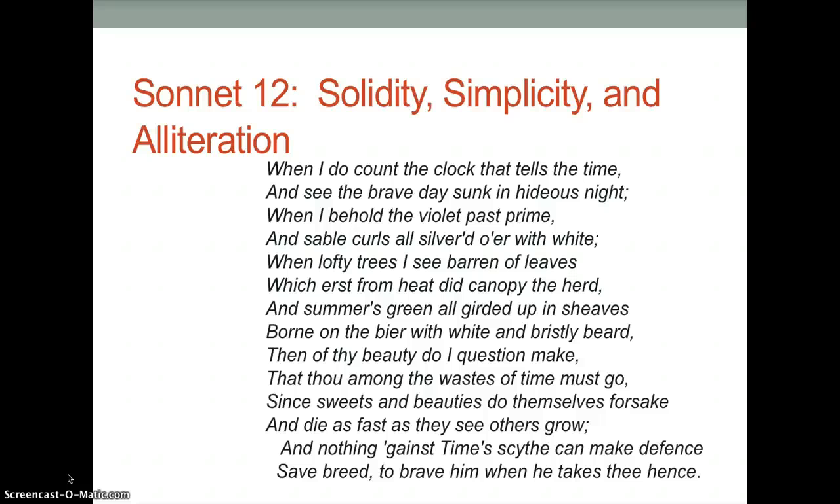When I do count the clock that tells the time, and see the brave day sunk in hideous night, when I behold the violet past prime, and sable curls all silvered o'er with white, when lofty trees I see barren of leaves, which erst from heat did canopy the herd, and summer's green all girded up in sheaves, borne on the bier with white and bristly beard, then of thy beauty do I question make, that thou amongst the wastes of time must go, since sweets and beauties do themselves forsake, and die as fast as they see others grow. And nothing 'gainst time's scythe can make defence, save breed, to brave him when he takes thee hence.